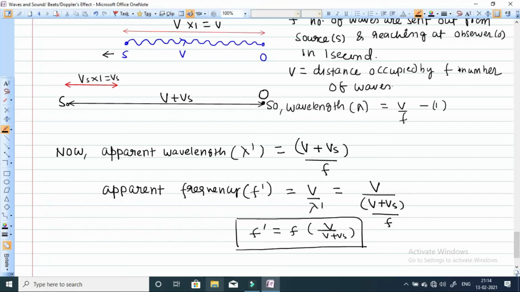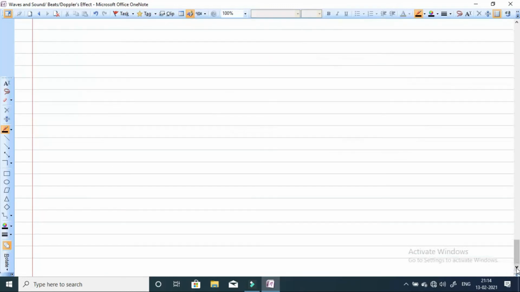Now similar explanation can be given. In the similar way, we can derive the apparent frequency for other two cases. Now the third case is, now observer is moving towards the stationary source. Okay. Now the third case is observer moving towards a stationary source.